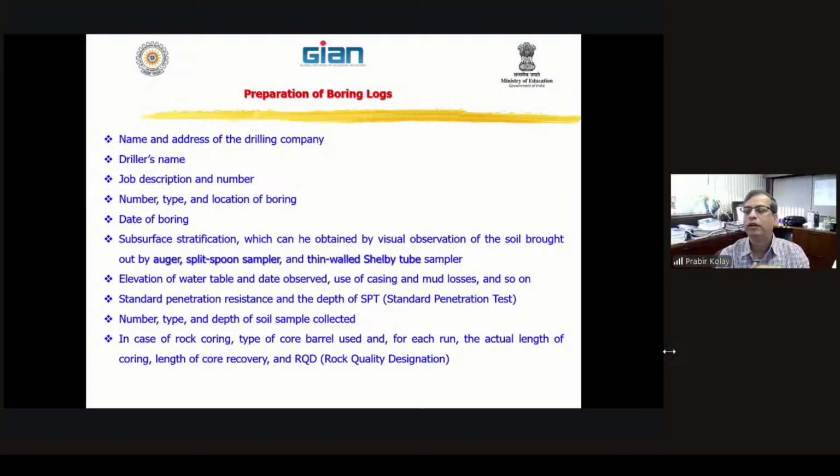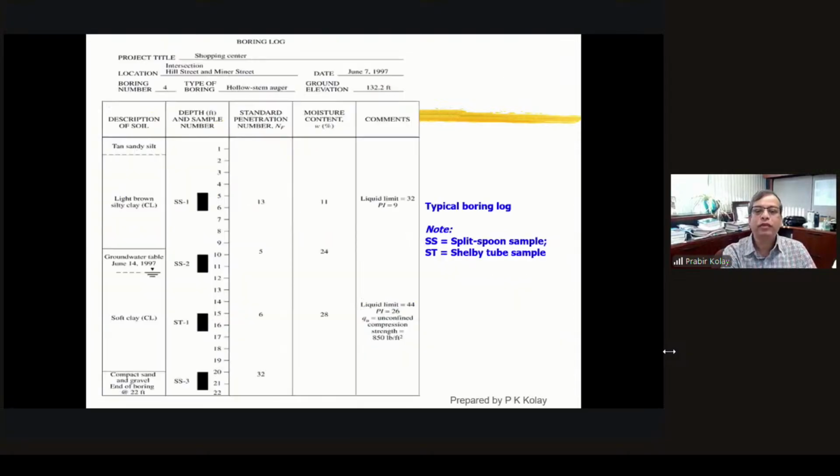And also you need to find out from there how much is the rock quality. Rock quality designation. From rock quality designation, you can find out how good the quality of the rock is. So this is just a sample of a bore log.